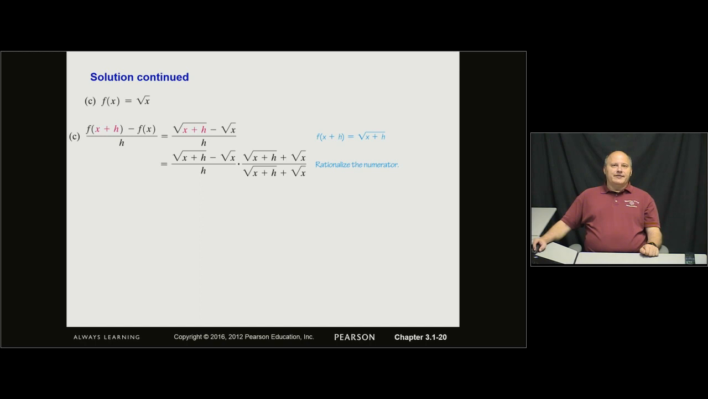All right, so we have f of x plus h minus f of x all over h. So f of x plus h is the square root of x plus h minus the square root of x, all over h. Now, if you leave it right there, you can't really combine those two terms. Okay? You cannot combine the square root of x plus h minus the square root of x.